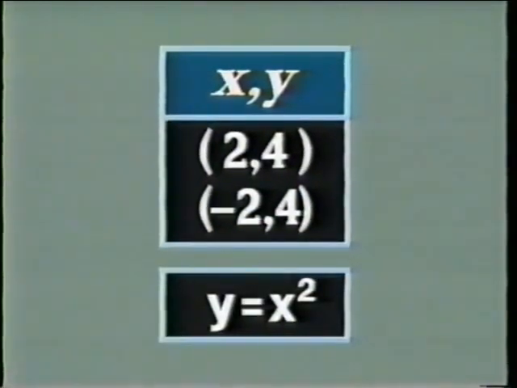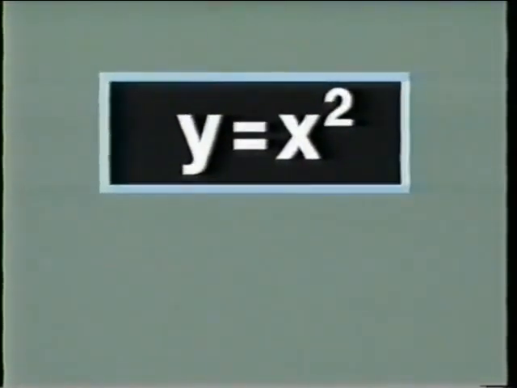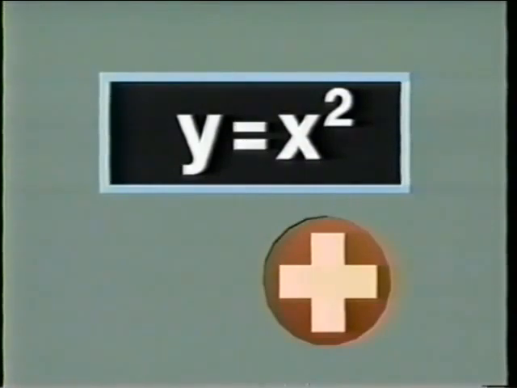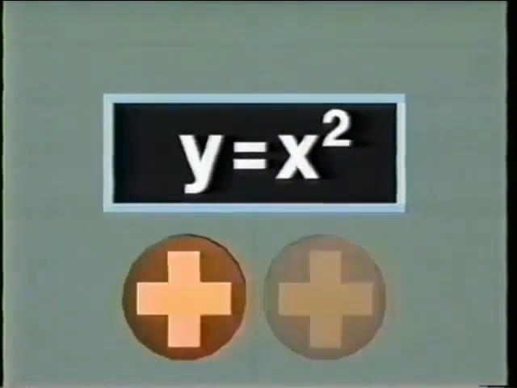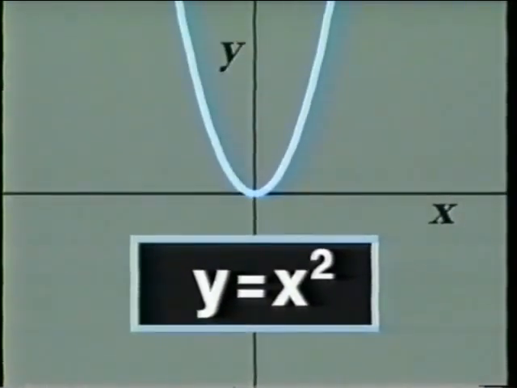The emerging pattern shows that y is equal to x squared, and this is the core of all parabolic equations. And because the square of something is always positive, the y value is always positive, which is why this parabola opens upward and doesn't extend below the x-axis.